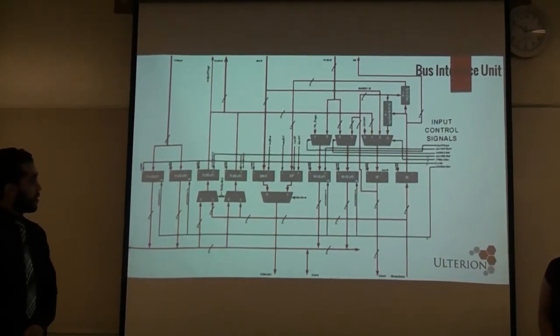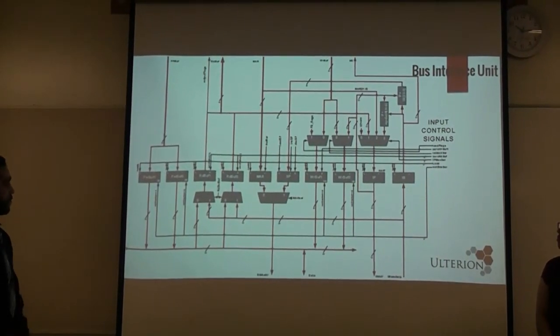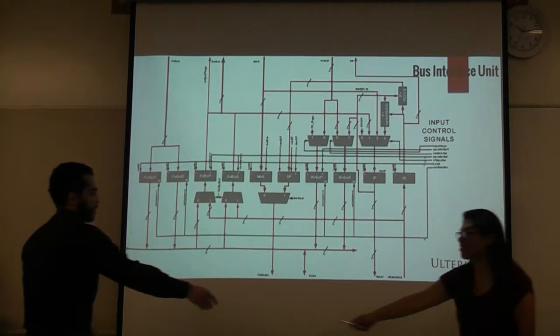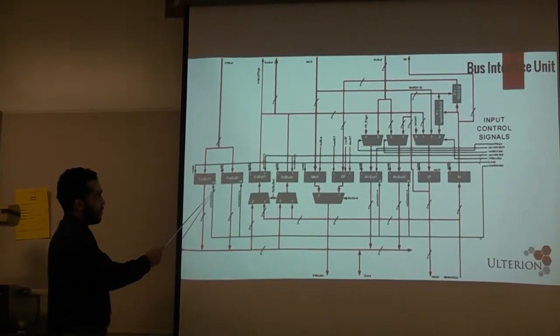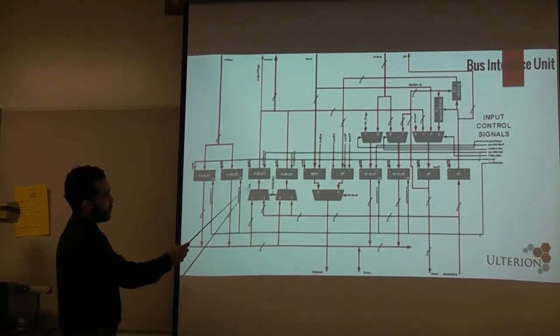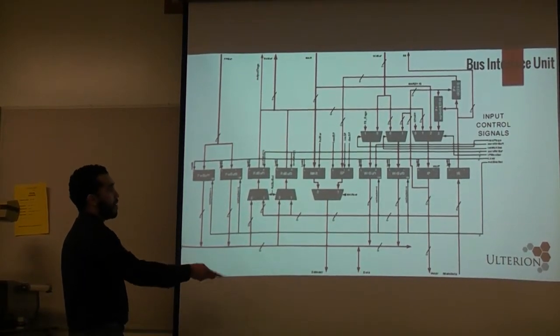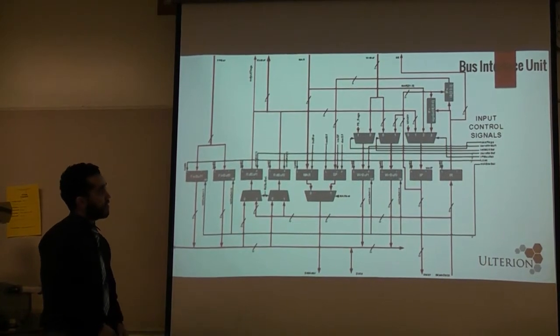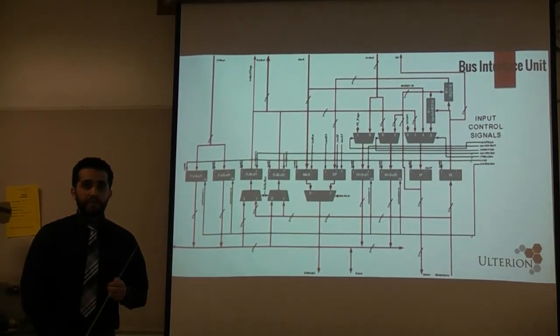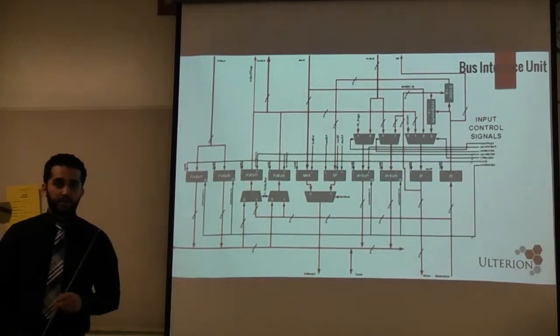Now this is our BIU. We have the floating point write buffers here. We have the read buffers. We have the memory address register, stack pointer. We have the write buffers. Also we have the IP and IR registers.